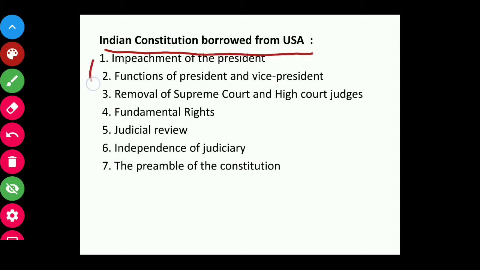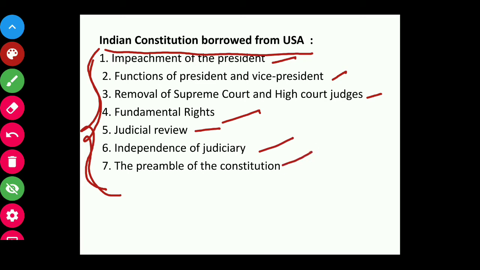The Indian Constitution borrowed these functions or articles from the USA. Number 1, impeachment of the president. Number 2, functions of president and vice president. Removal of Supreme Court and High Court judges. Fundamental rights. Judicial review. Independence of judiciary. 7, Preamble of the Constitution. These 7 points were borrowed from the Constitution of USA.